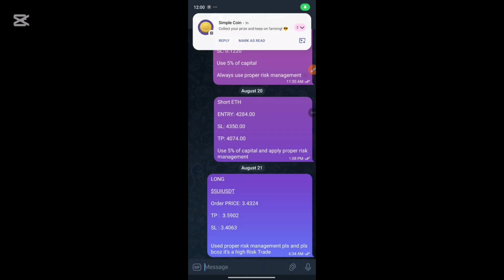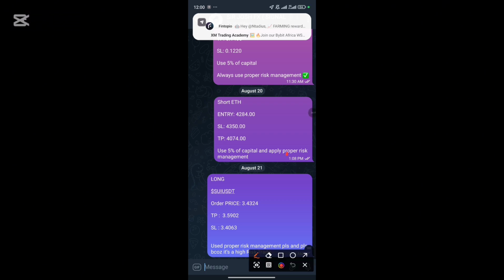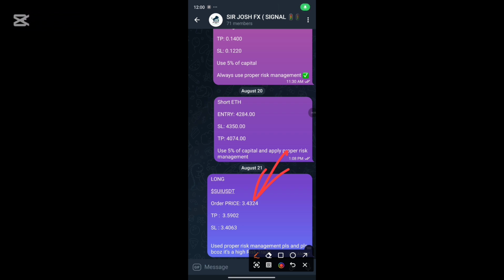Now if you check these trades that are here, you will see that this is an order price. The order price is the same thing as limit price. So it means by the time the market gets to this point, put me on trade. You can see that for every order price or limit price trade, there must be a TP and an SL. You must have a TP and an SL, which is take profit and stop loss.